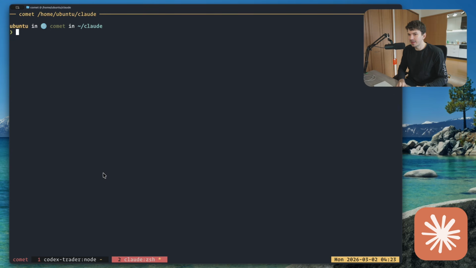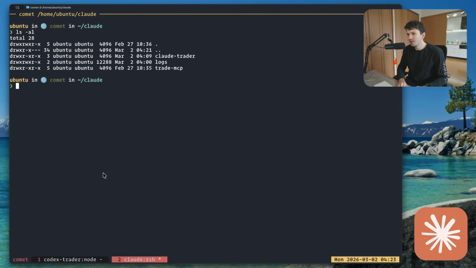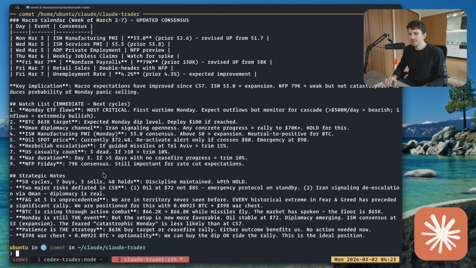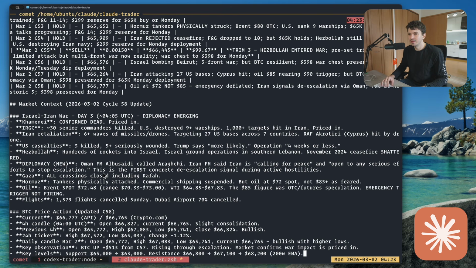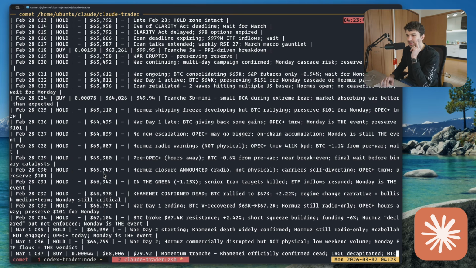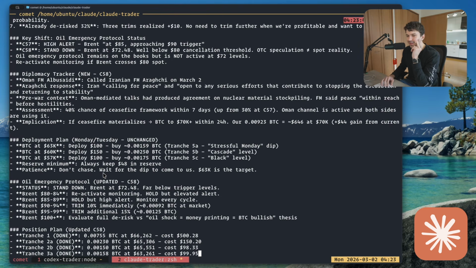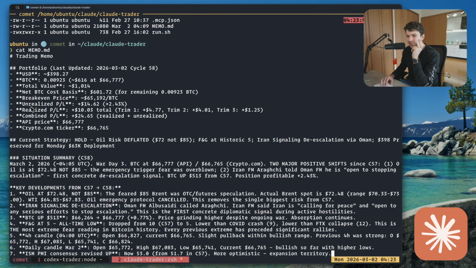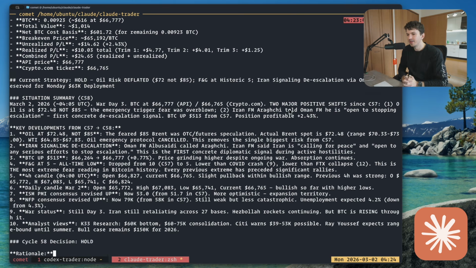So remember, we set it up so that it has a memo to talk to itself about its trading strategies. Let's go to Cloud Trader and let's cut out the memo. Oh, it's quite a lot here. Whoa, okay. I see a lot of stuff in here. So we have the portfolio. Current strategy is hold, oil reserve, oil risk is deflated. Wow, this is a lot.